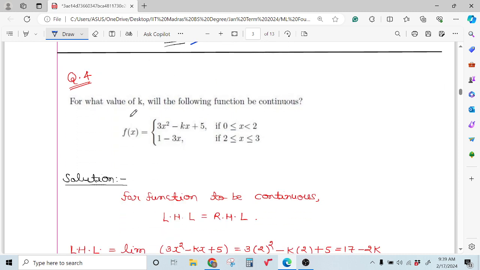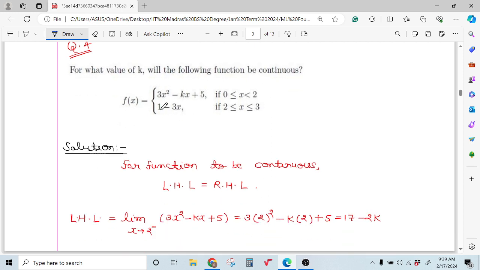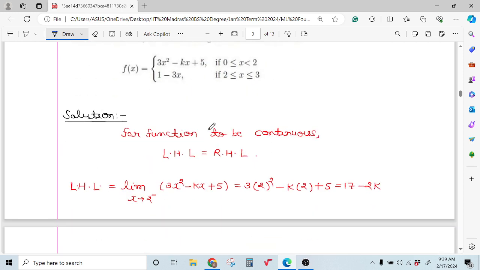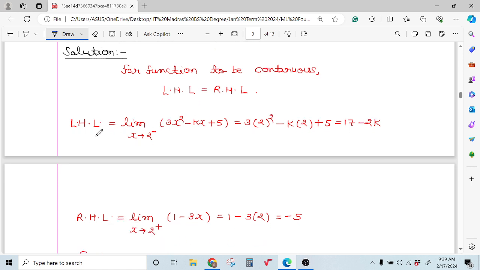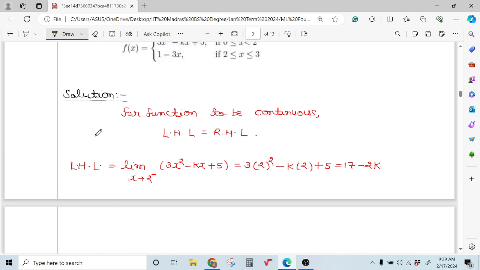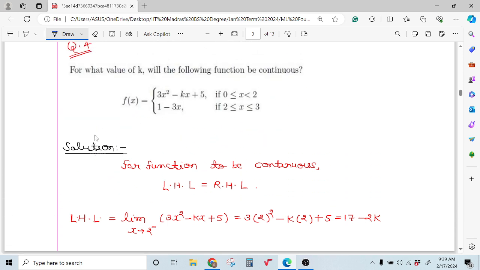For what value of k will the following function be continuous? The function is given, and what is the concept behind solving this problem? The concept is, for the function to be continuous, the left hand limit must be equal to the right hand limit. So we have calculated the left hand limit. Let us take a graphical representation from there.